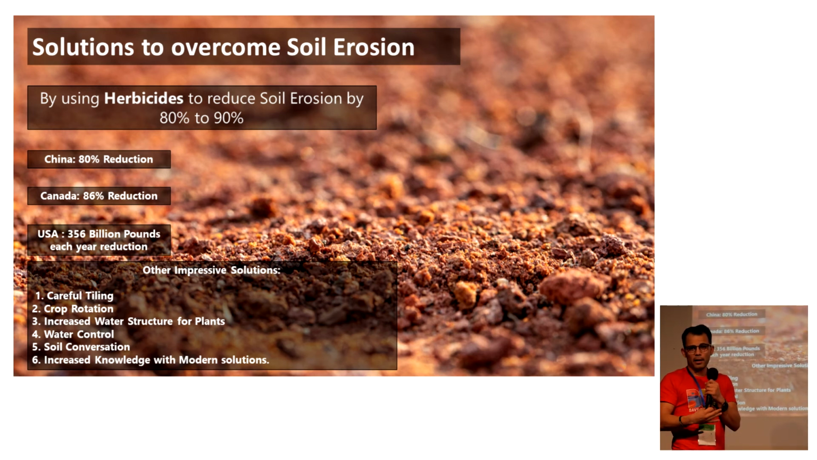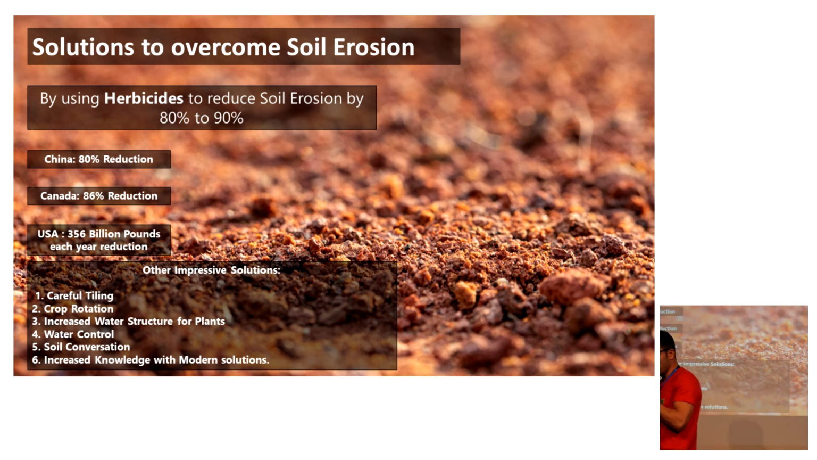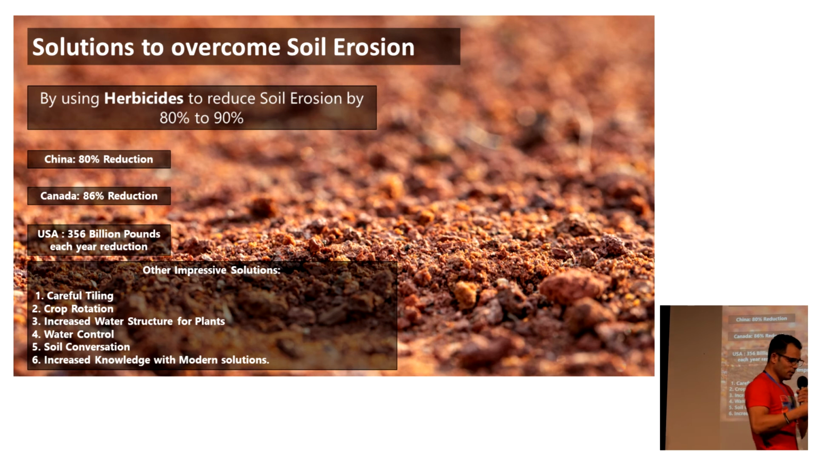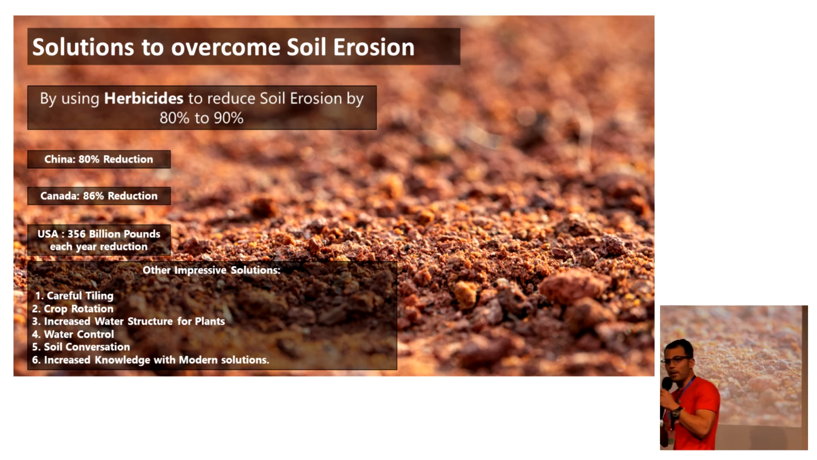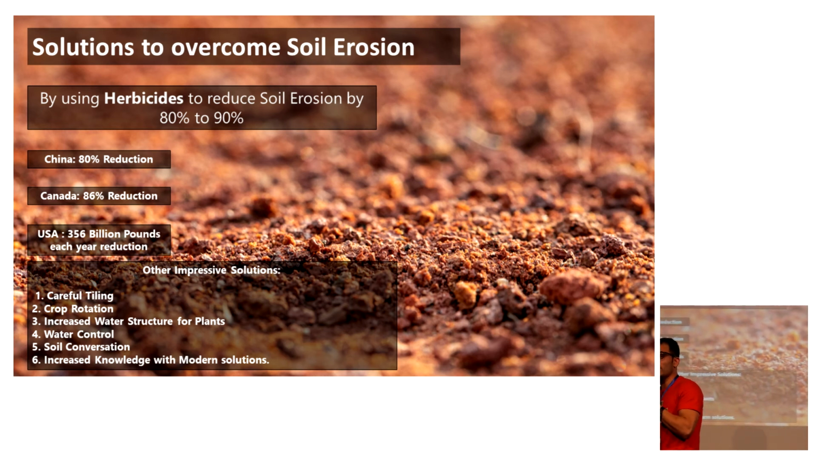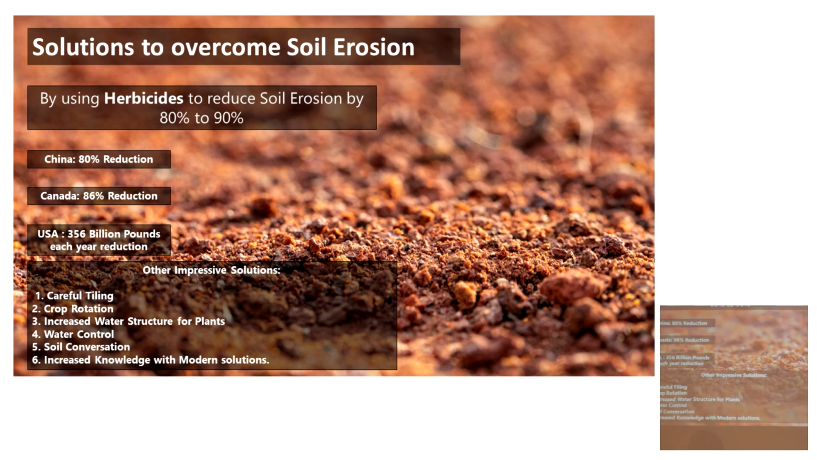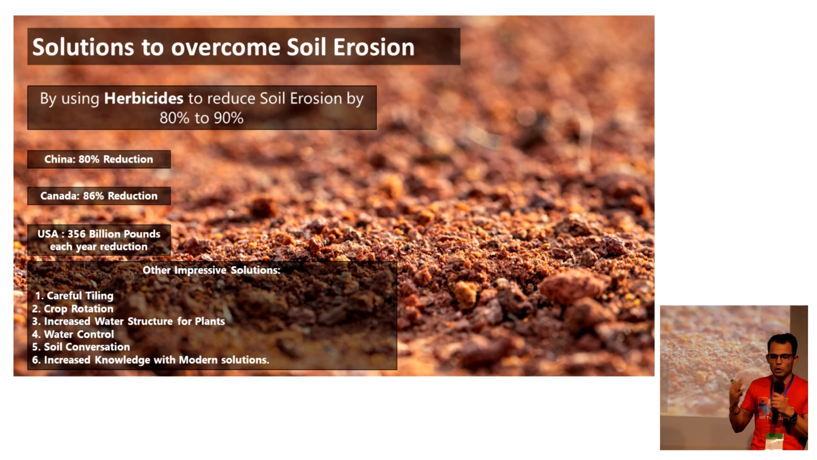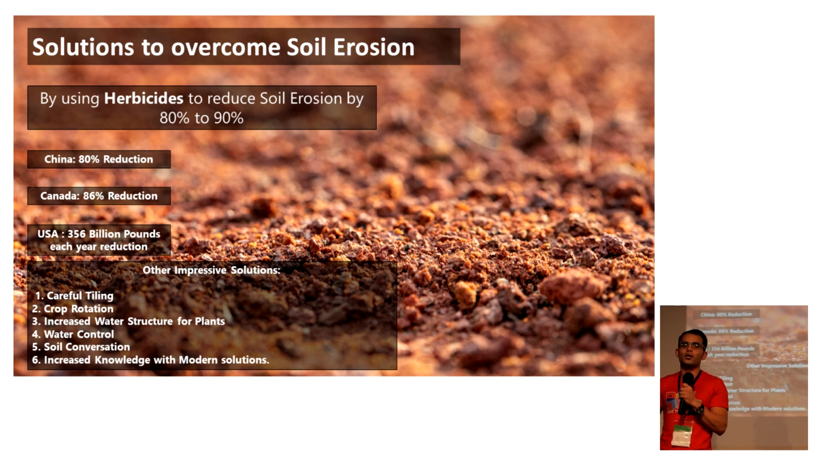Like in China, they applied the same herbicide technique and saved 80% of soil erosion. In Canada, they got an 86% reduction. While in the USA, the result is 357 billion pounds each year. So why not in Hungary at a large scale? Besides it, there are many other solutions like careful tilling, water control, and modern solutions. We can also apply those solutions to reduce soil erosion.